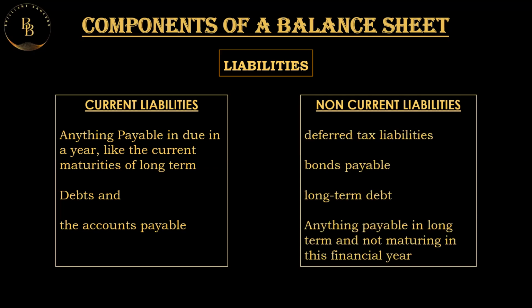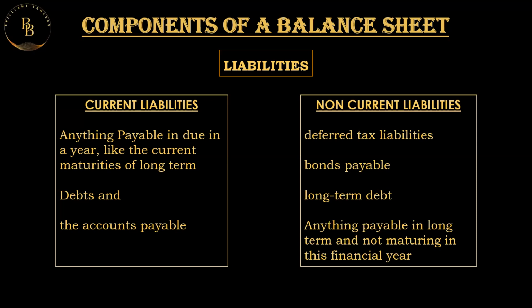What is a non-current liability? These are the deferred tax liabilities which are carried forward to the next financial year. The bonds payable, the long-term debts, the debt that does not finish off in this year itself, for which it keeps on going for the next financial year also. And anything payable in the long term and not maturing in this financial year is called a non-current liability.